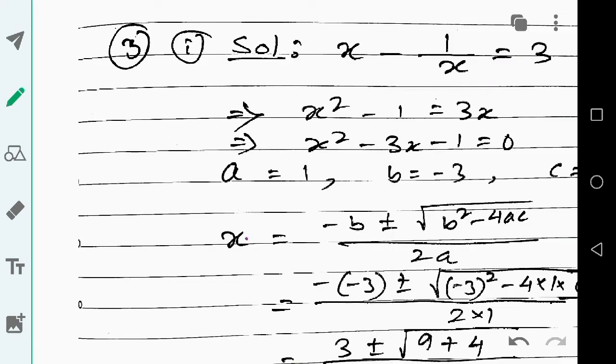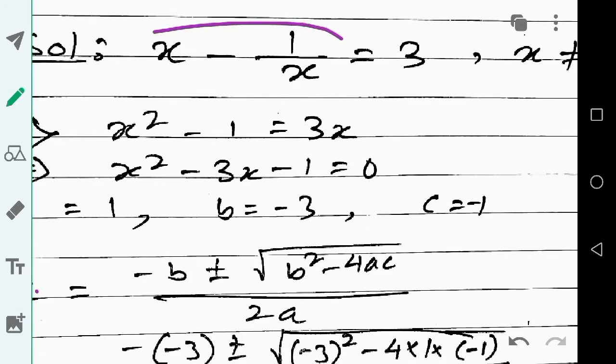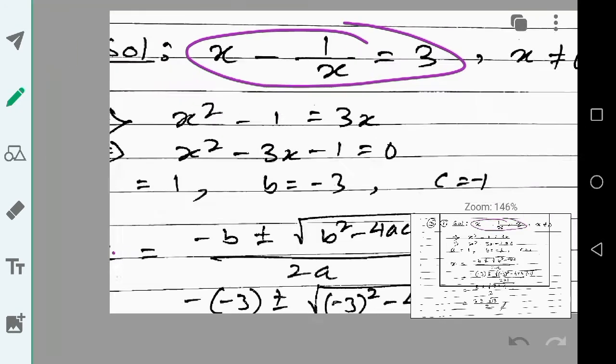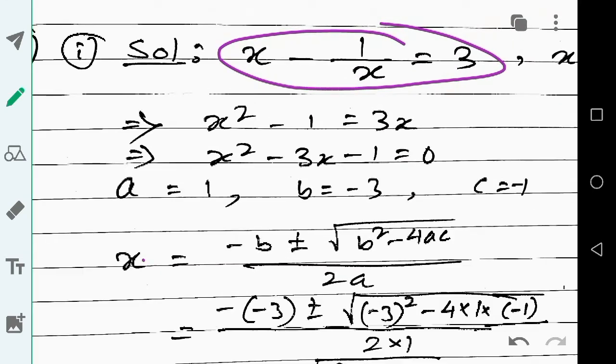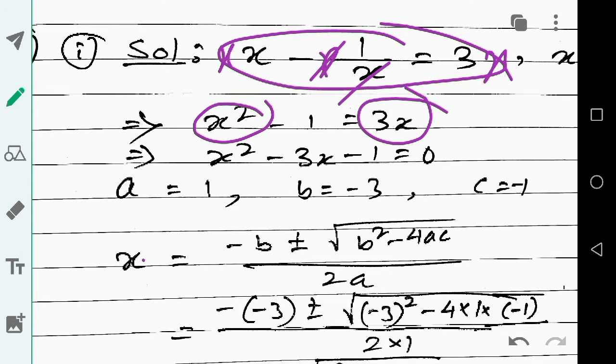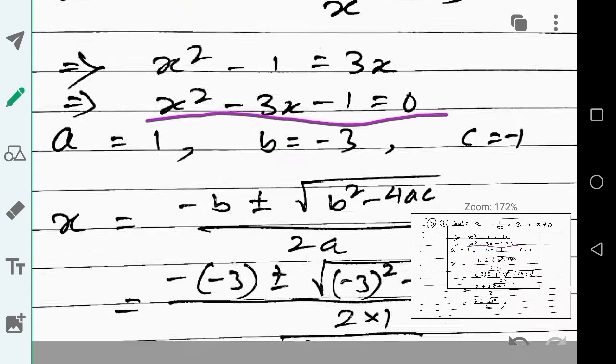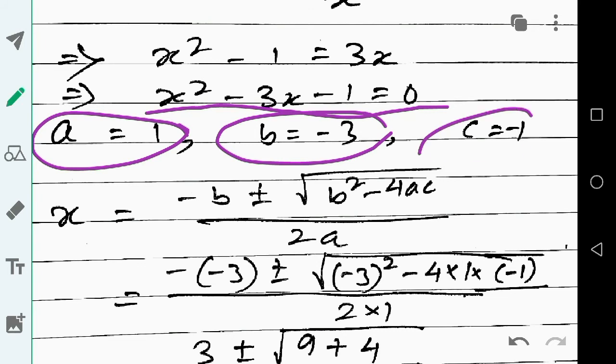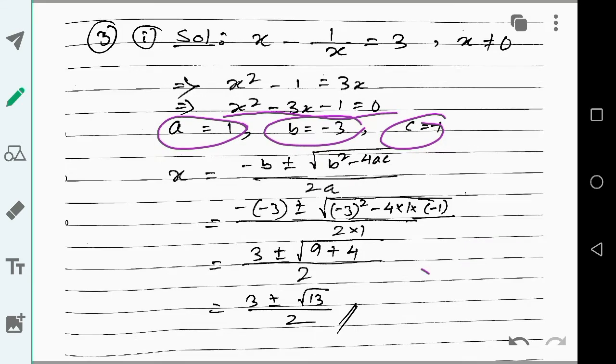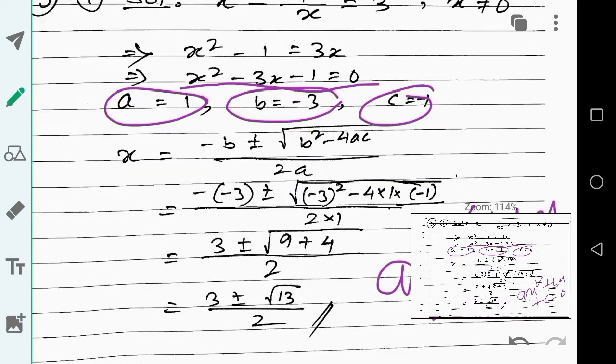So here you see x minus 1 by x is equal to 3. So in order to solve this, I have multiplied both sides by x. If you multiply here x, then it will be x square. If you multiply here x, x cancels, so then you will get 3x. Okay, then simplifying this, I have gotten a quadratic equation, that is x square minus 3x minus 1 is equal to 0. Now find the values of a, b and c comparing with the standard form, that is ax square plus bx plus c is equal to 0. Okay, comparing with this you can find the values of a, b and c.